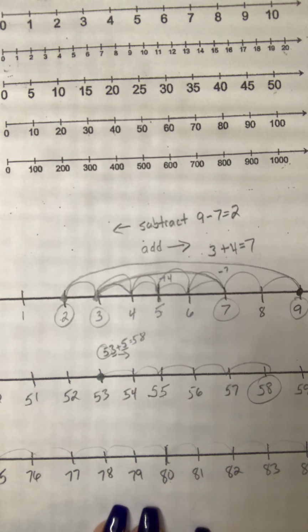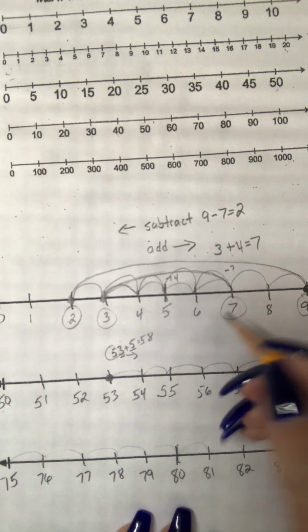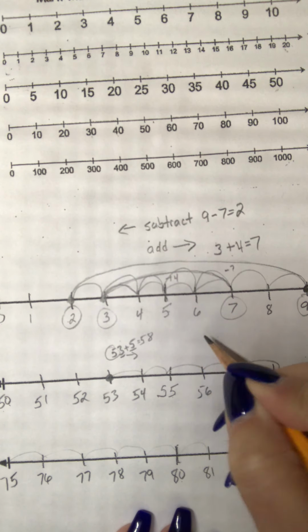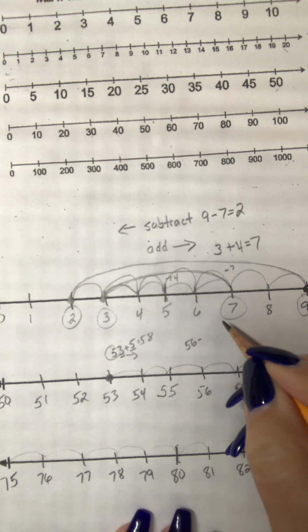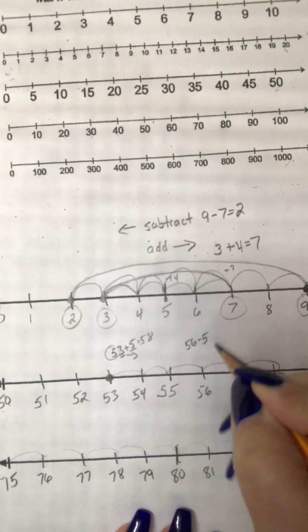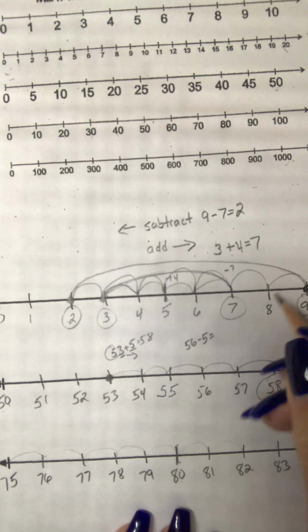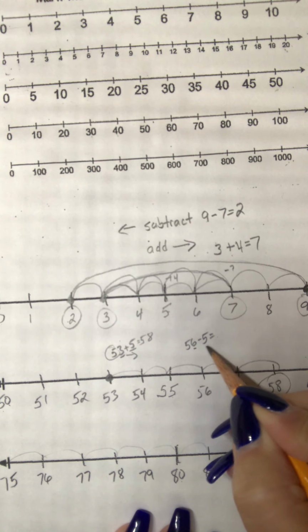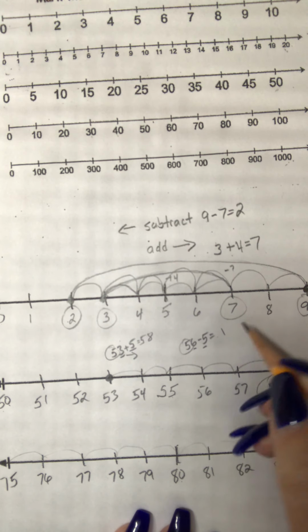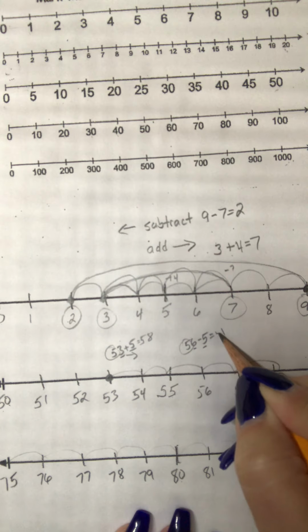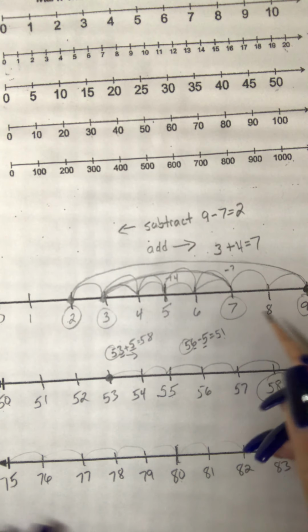By the same token, the subtraction works the same way. What if we did 56, take away 5? We did plus 5, let's take away 5. Okay, well, you know what 6 take away 5 is. 6 take away 5 is 1. And I'm not going to be leaving my 50s. I'm staying in my 50s. I should land on 51.